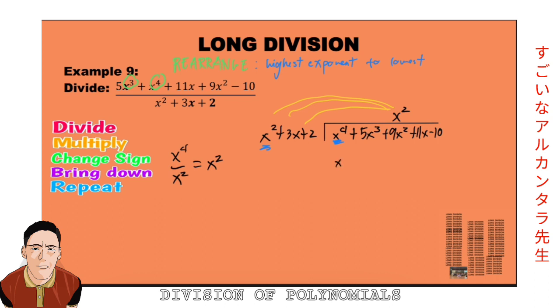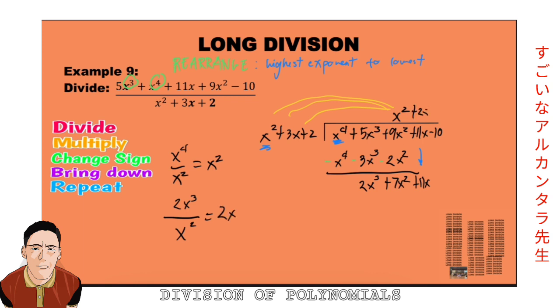You will get x raised to 4, 3x cubed, and 2x squared. It's fine, guys. Then we change their signs. So we will have 2x cubed plus 7x squared. Then we bring this bad boy down. We have plus 11x. Same process, 2x cubed divided by x squared. You get yourself a 2x.